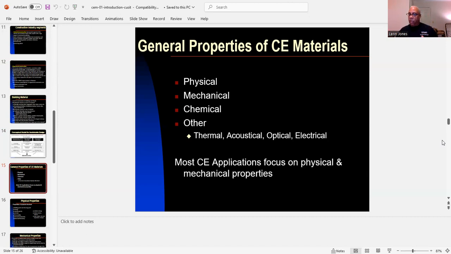Now, there are others, like if you are in the fiber optics, optical, if you're into sound, acoustical, heat, thermal. Then there's electrical. Now, again, as I stated before, most construction engineering or civil engineering applications focus merely on physical and mechanical properties.